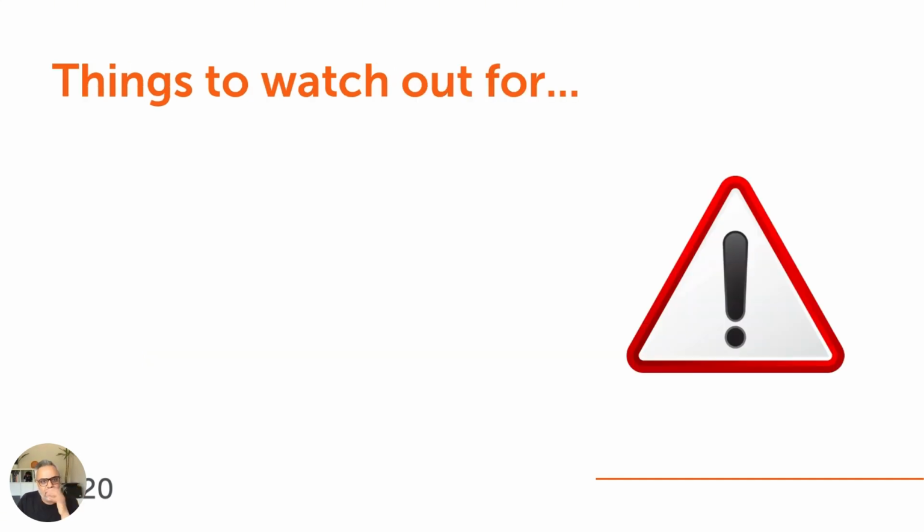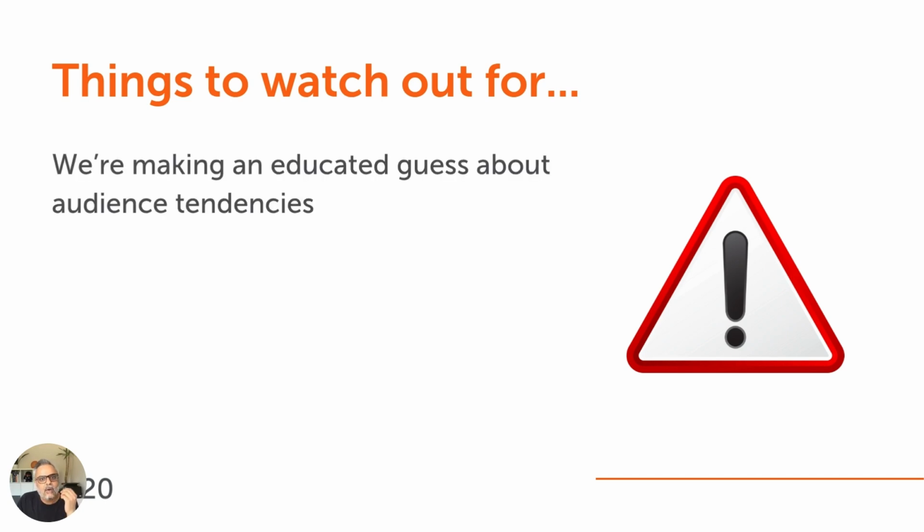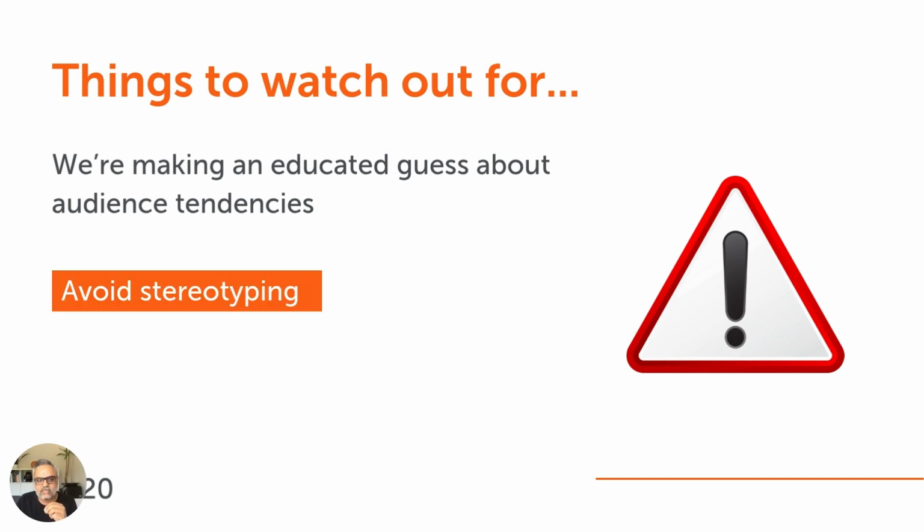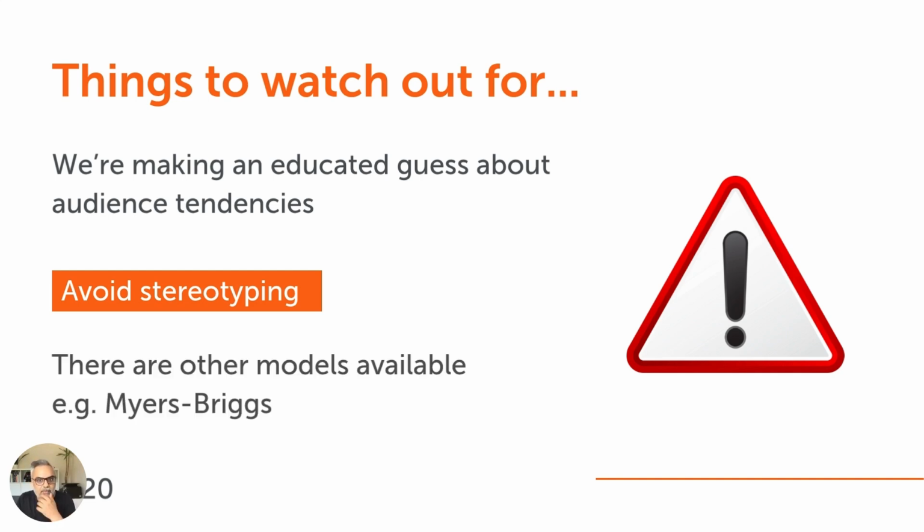Things to watch out for. This is important. Every model has its flaws, and this is behavioural science. It's based around people, and people are all very different. What we're doing here is making an educated guess about audience tendencies. Not everybody just fits into one box, so you've got to avoid stereotyping. You can't say, oh yeah, they work in sales, so they must be an I profile. No, I know people that work in all kinds of sales roles that fit into all different sides of the DiSC profile, and they all bring different strengths based on their profile.